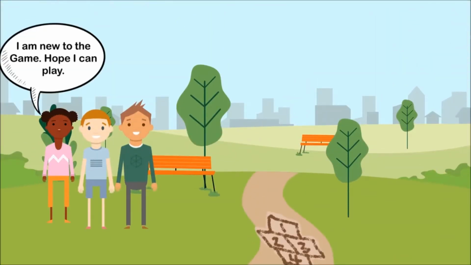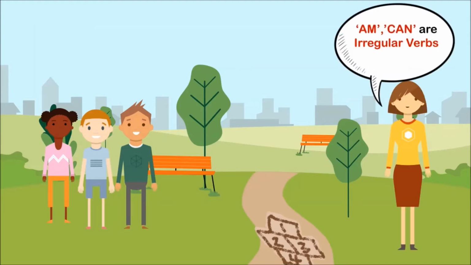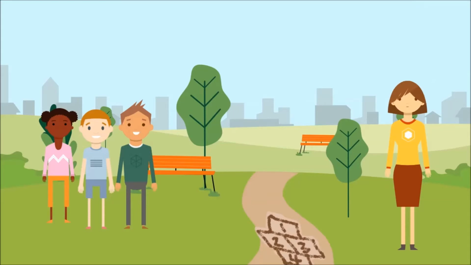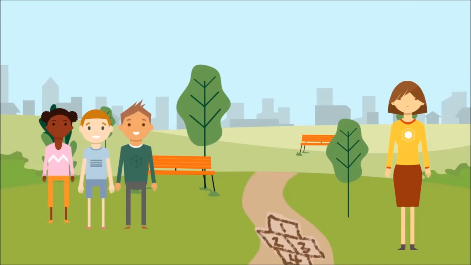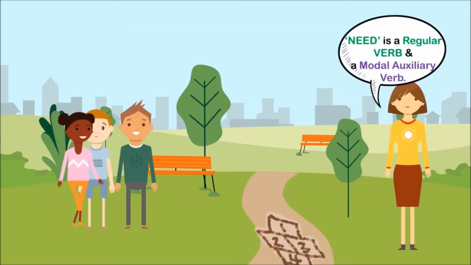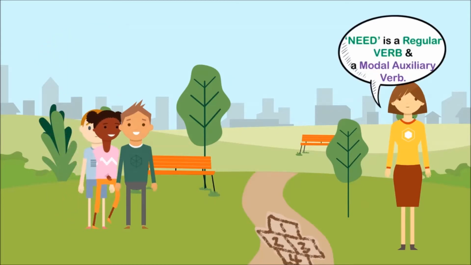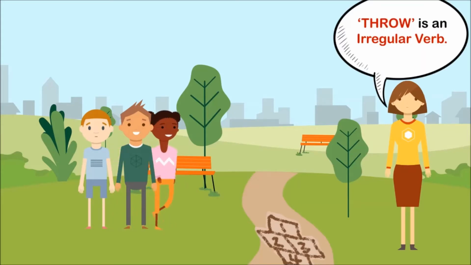I am new to the game. Hope I can play. Am, can are irregular verbs. Am is a primary auxiliary verb. Can is a modal auxiliary verb. Sally, you need to throw the stone to box number 1. Need is a regular verb and a modal auxiliary verb. Throw is an irregular verb.